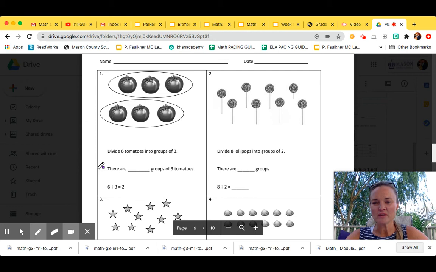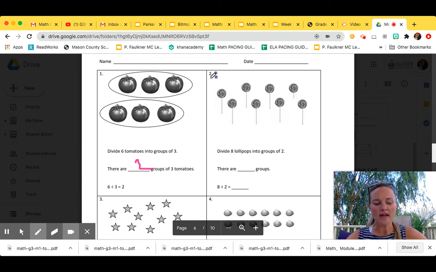Okay, let's go ahead and look at number 1. It says divide 6 tomatoes into groups of 3. Well, we have our picture of 6 tomatoes. They have been divided into groups of 3. So how many groups of 3 tomatoes are there? Well, there's 1 and 2. So you should have had a 2 there. And so 6, which is our total tomatoes, divided by 3 tomatoes in each group, equals 2.